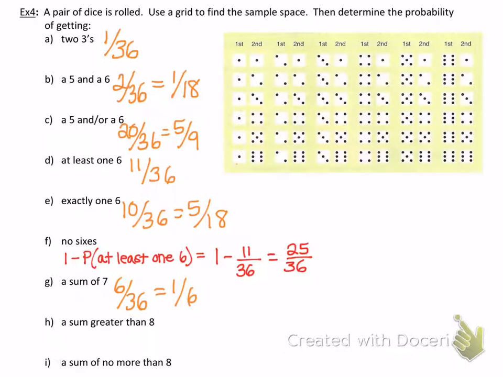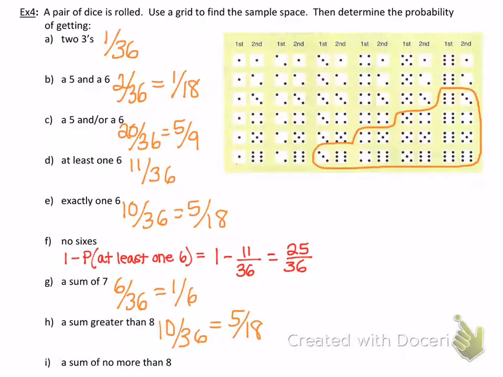Now if we have a sum greater than 8, we are looking down here at the bottom where we have 8. That doesn't count because it has to be greater than 8. So we have 6 and 3, 4 and 6, 5 and 6, 6 and 6 right here, and then 4 and 5 right here. This gives us 10 rolls out of 36, which simplifies to 5/18.